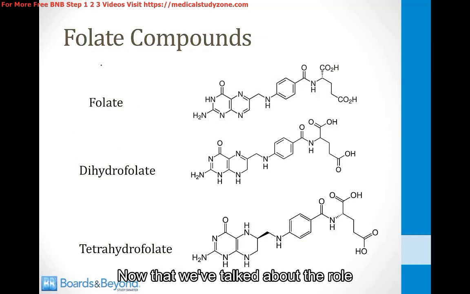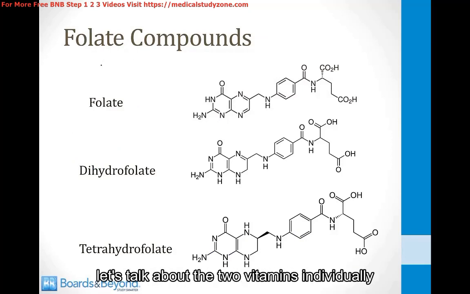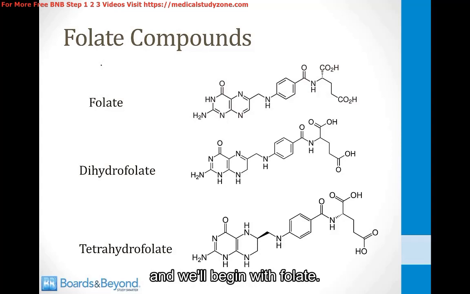Now that we've talked about the role that folate and vitamin B12 share in the synthesis of thymidine, let's talk about the two vitamins individually, and we'll begin with folate.